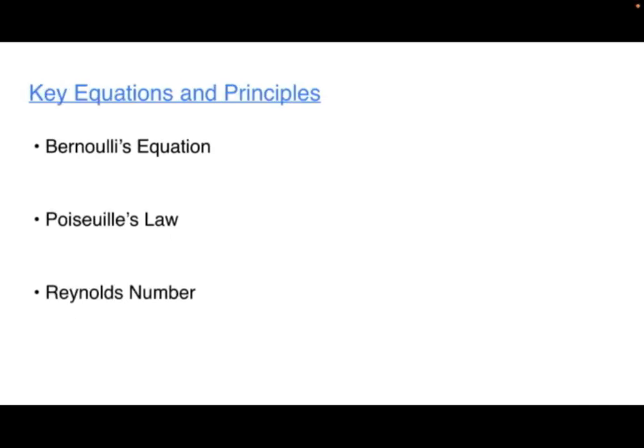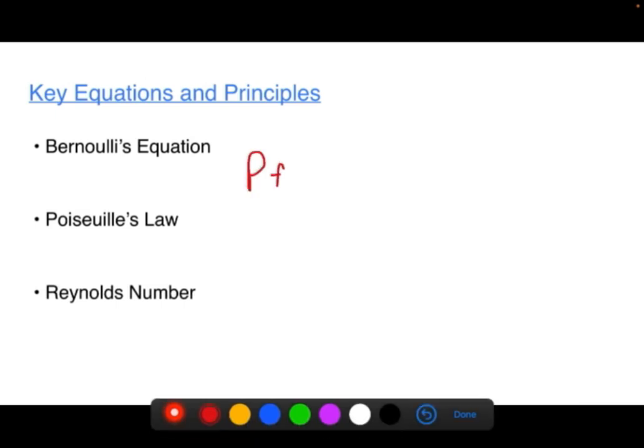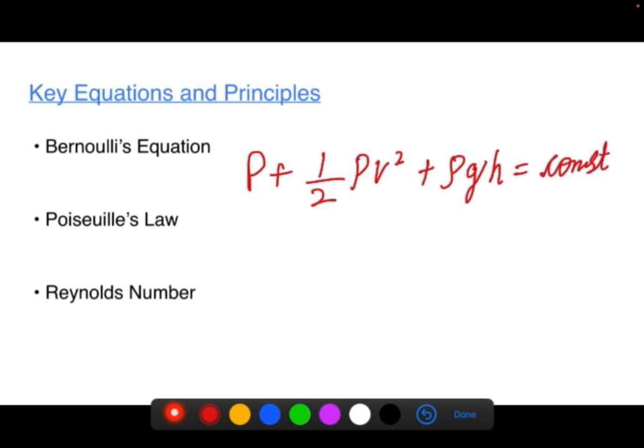The key equations and principles are Bernoulli's equation, Poiseuille's equation, and Reynolds number. Bernoulli's equation states that for incompressible and steady flow, the sum of pressure energy, kinetic energy, and potential energy per unit volume is constant along a streamline. That is, P plus half rho V square plus rho g h is constant. P is the pressure, half rho V square is kinetic energy, rho g h is the potential energy of the fluid.